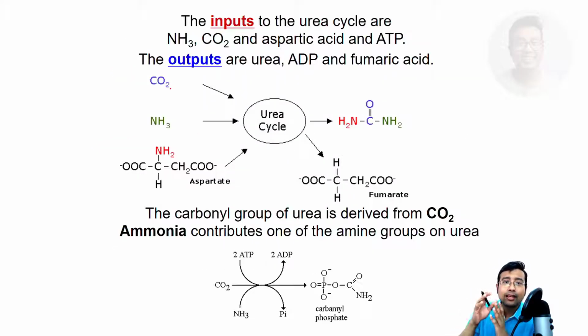So before going into the detailed urea cycle, we can just sum it up. We are doing the opposite thing: we are summing up first and then we will go into the detail, right? Because if you don't have much time, you can simply get away with your answer by just quoting this. So the inputs into the urea cycle, the things getting into the urea cycle, are ammonia, carbon dioxide, aspartic acid or aspartate, and ATP. And the things getting out of the urea cycle are urea, ADP and fumaric acid or fumarate.